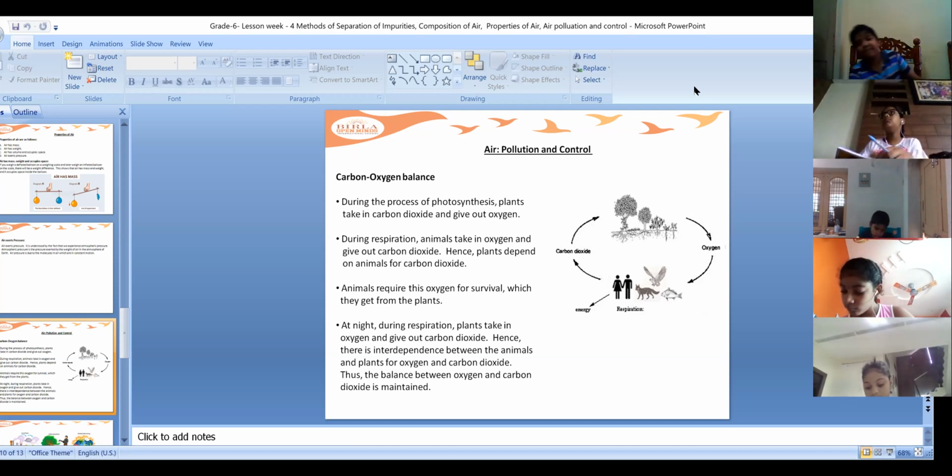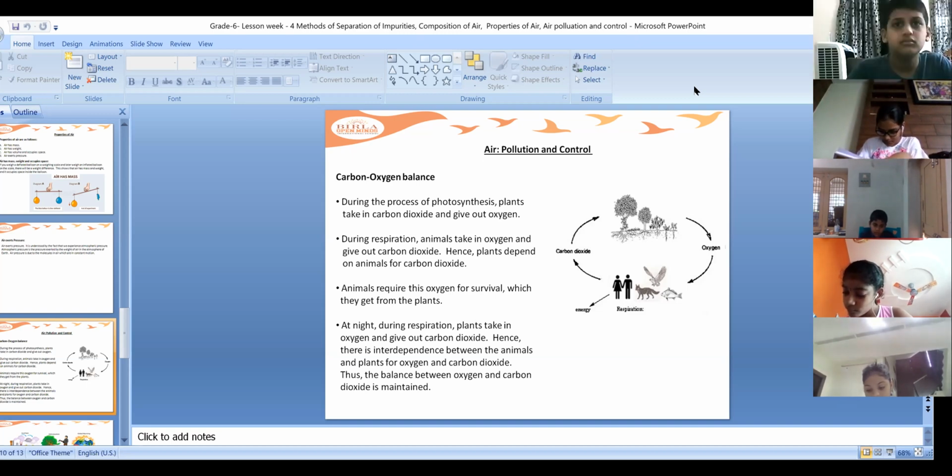What is the process of photosynthesis? This is a process which takes place in plants. Plants prepare food with the help of sunlight. This is called photosynthesis, isn't it?